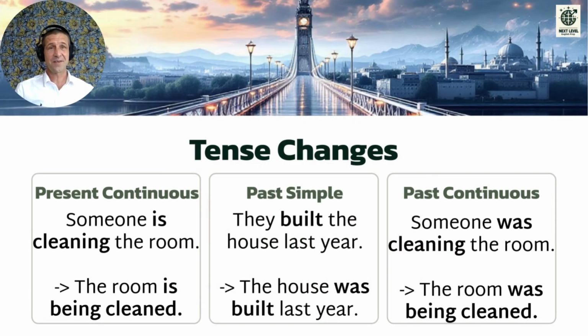But let's look at how different tenses change in the passive voice. The present continuous, someone's cleaning the room, becomes the room is being cleaned. For the past simple, they built the house last year, becomes the house was built last year. The past continuous, someone was cleaning the room, becomes the room was being cleaned. See the pattern? The tense of to be changes, but we always add the past participle or verb 3.